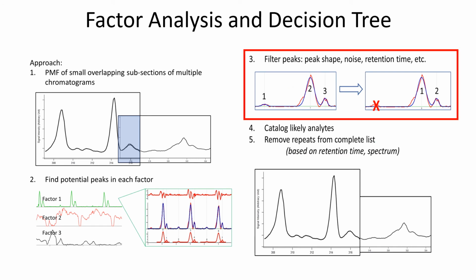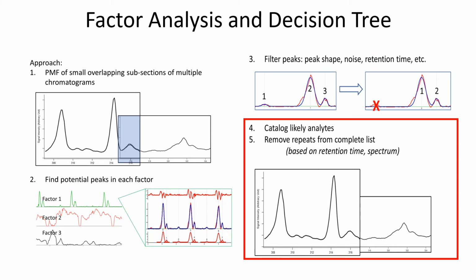In the third step, the extracted peaks are evaluated based on criteria provided by the decision tree, such as peak size, shape, and location. Lastly, all the filtered peaks from each subsection are combined and assessed to remove the repeated peaks in the overlapping region of the subsections.